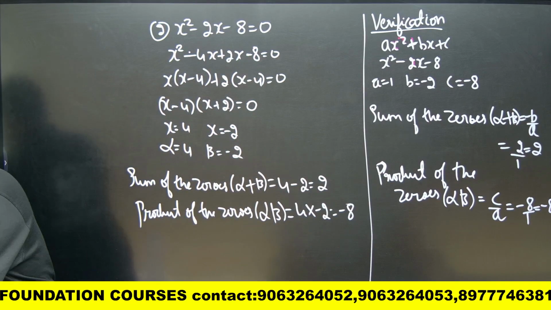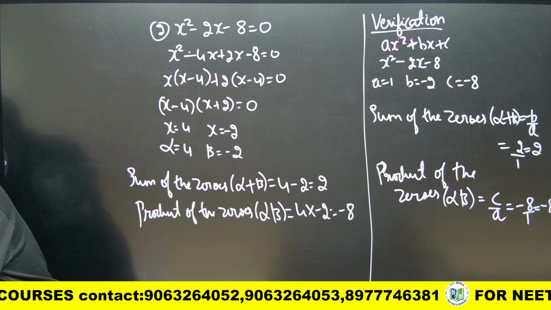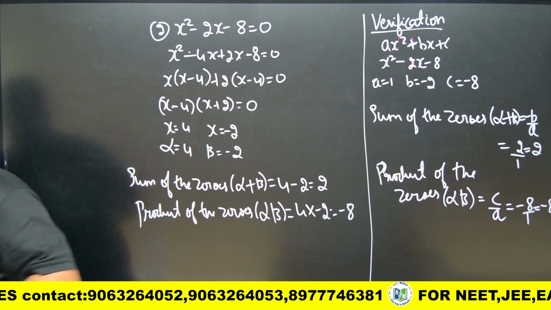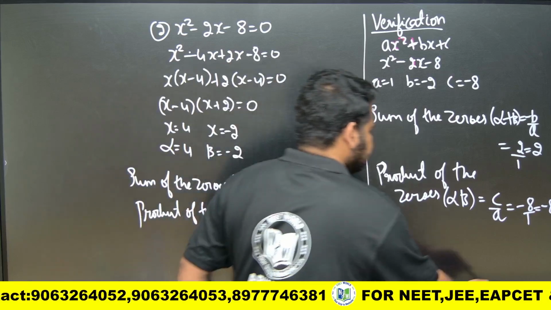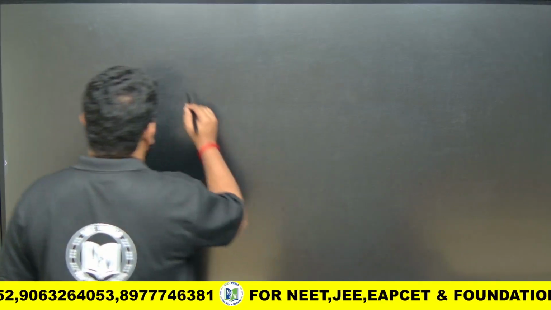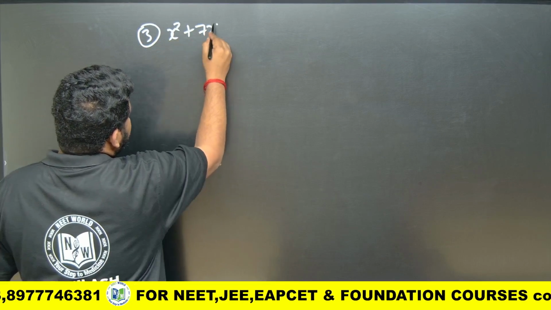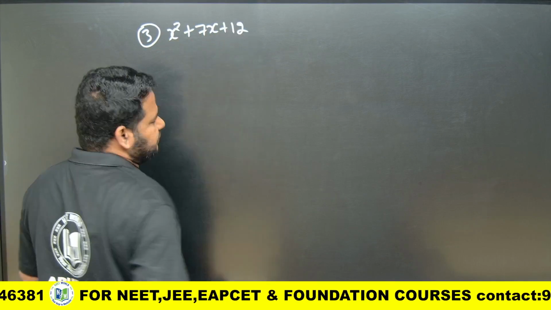Without wasting much time, let us solve the next question. Next question is x square plus 7x plus 12. This third question, x square plus 7x plus 12. First step, what we have to do?